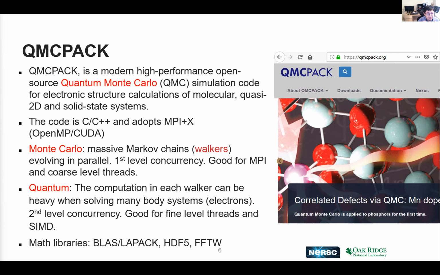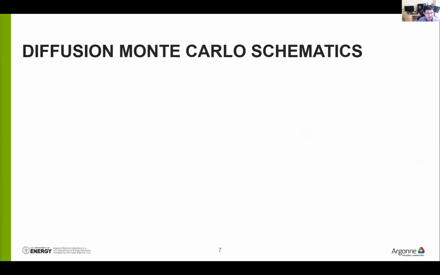By the name, it's quantum Monte Carlo. Monte Carlo indicates that many Markov chains advance in parallel. In QMC terminology, we call them walkers. Quantum means we are solving a many-body problem, actually a many-body electron problem. These two characteristics bring us the concurrency in the code, and efficient porting is basically mapping that concurrency onto the actual hardware we target to run.